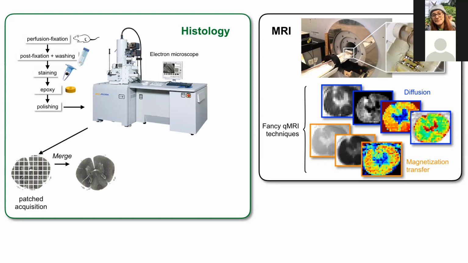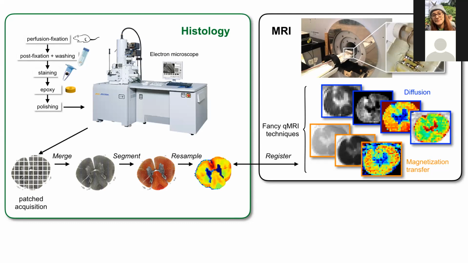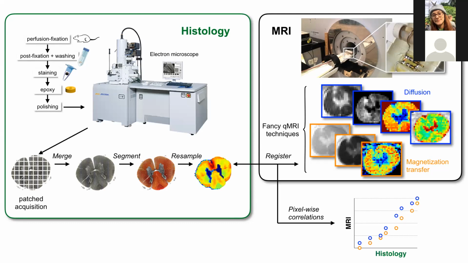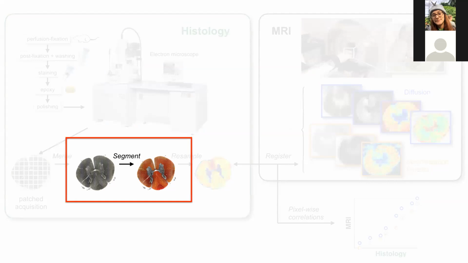We're talking nanometer resolution. You patch, you merge, you stitch all your images together, you segment your image, you resample at the MRI resolution, you do some nonlinear registration, and then you can finally do your pixel-wise correlation in order to compare your MRI values in ordinates versus your histology values in the abscissa. So that's in like 1 minute how the workflow works. But wait a minute, I went a bit fast on one step, which is a critical step, which is to segment the tissue. So let's spend a few minutes on that step.